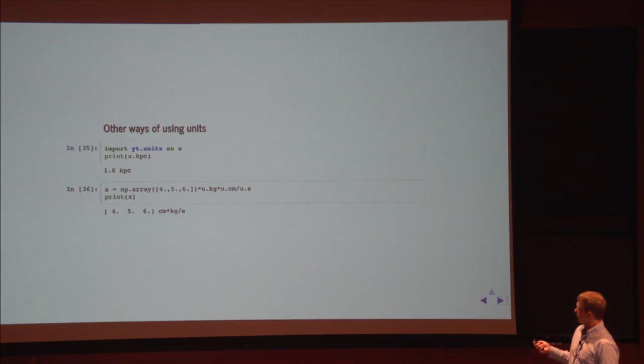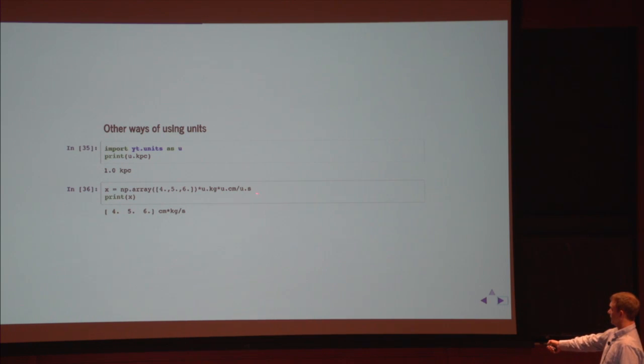There are other ways of getting at units. So we have a YT.units module that we can import, and it's got unit quantities for most of our base units. So if I import YT.units as U and then print U.kiloparsec, it gives me a YT quantity with units of 1 kiloparsec. And then I can take a numpy array of anything and multiply it, for example, by U.kilogram times U.centimeter divided by U.second, and it will give me something, just like a little momentum array here, basically.